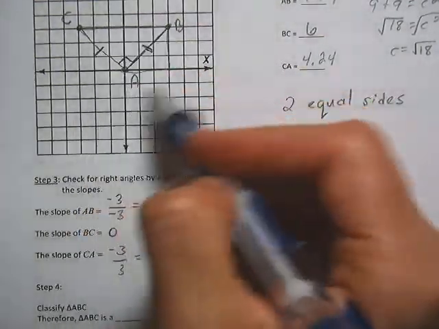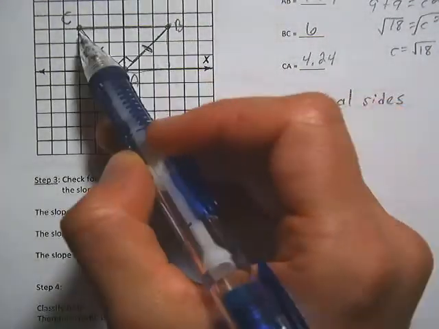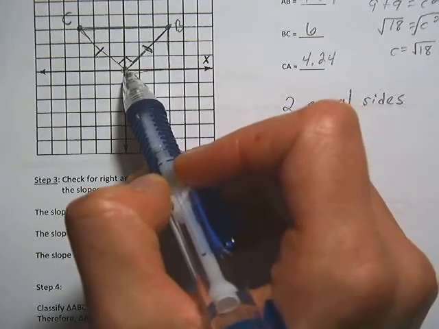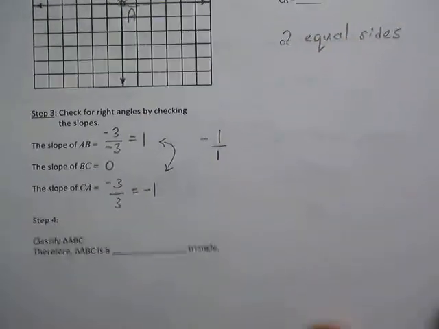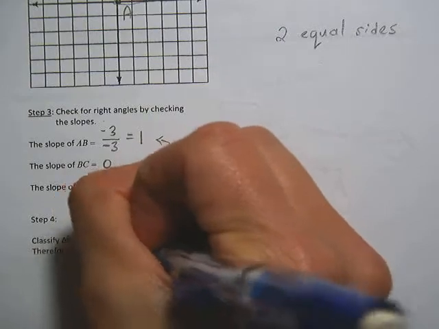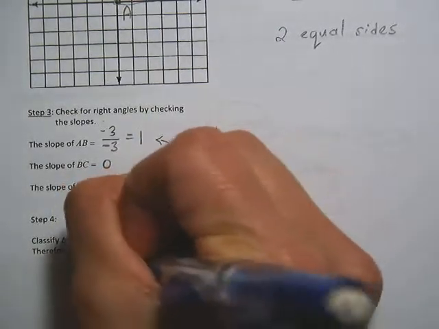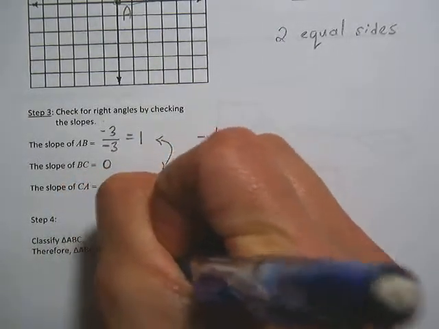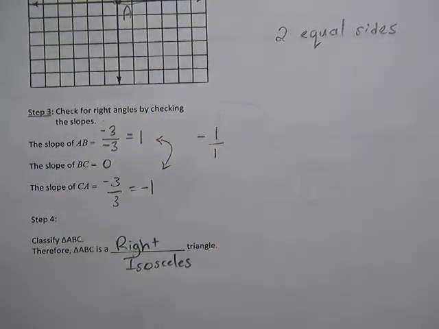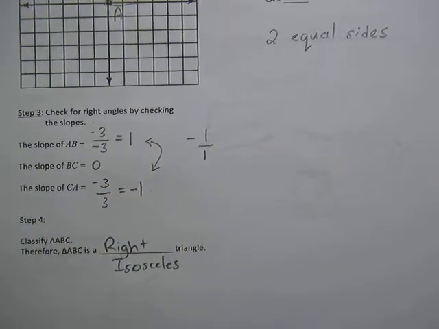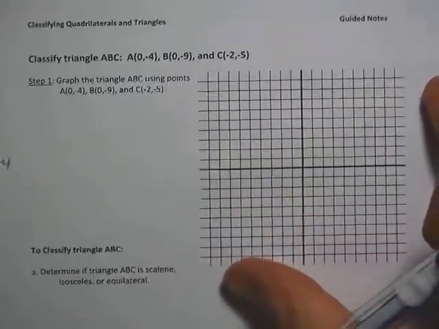So then what kind of triangle is it? Well, we already discussed this is isosceles, but it's also a right triangle. So you would say that this is a right isosceles triangle. Okay, so let's do one more and then you can work.